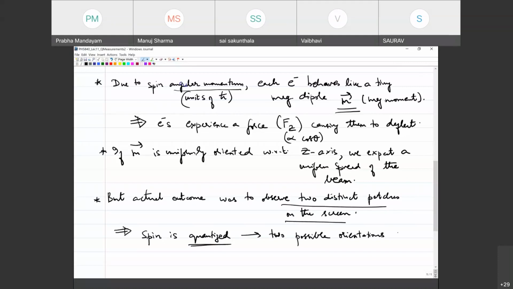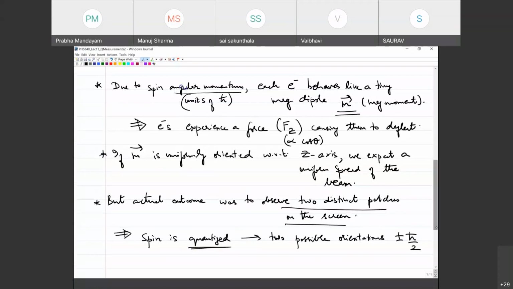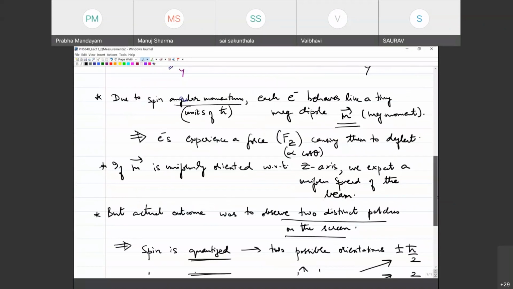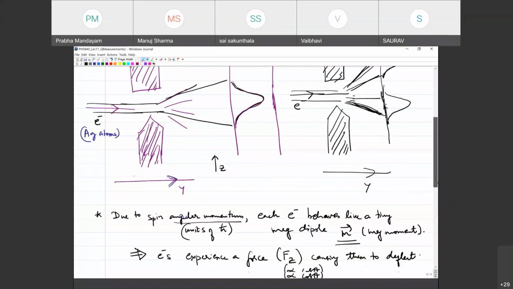And we call these plus minus. So we can say one is parallel and the other is anti-parallel to the field. So one is up along Z, the other is down along Z, right? So parallel and anti-parallel. And correspondingly, the magnitude of the spin angular momentum, one can work out the expressions, will basically be plus minus h bar by 2, right? So this is the gist of what the Stern-Gerlach setup does, right?